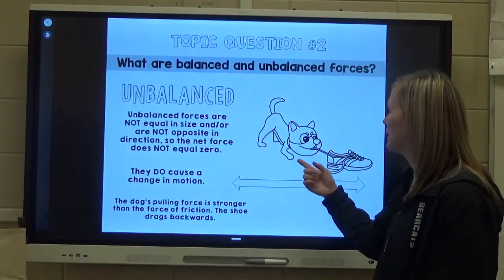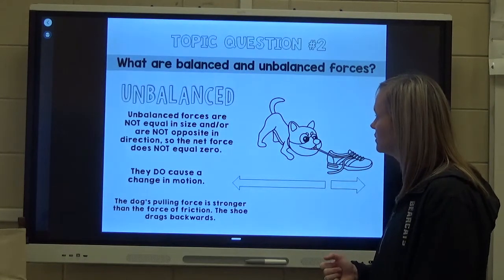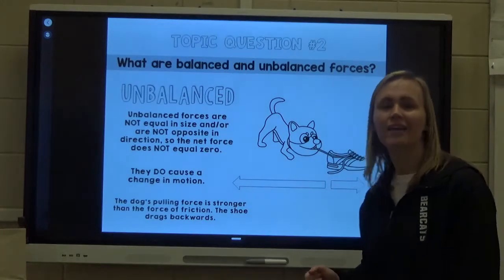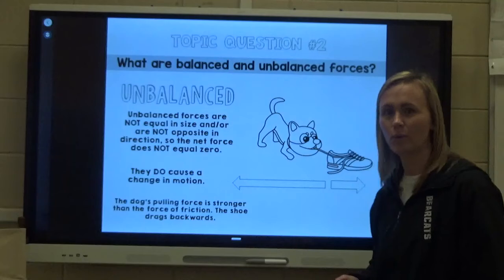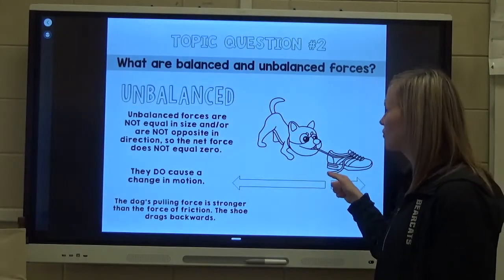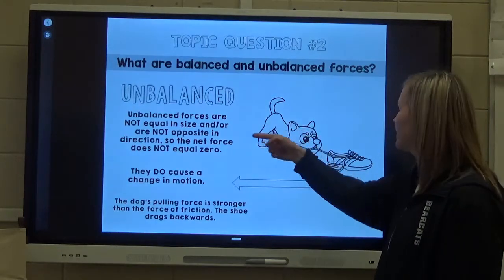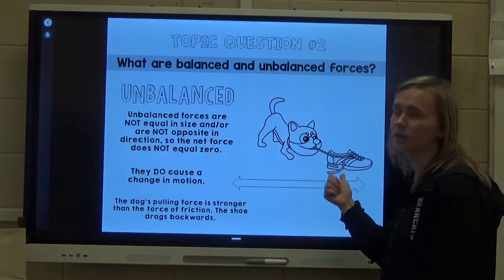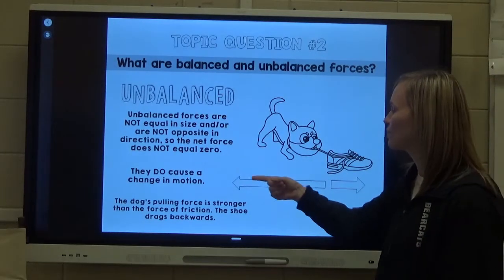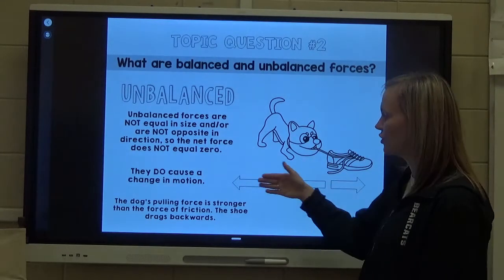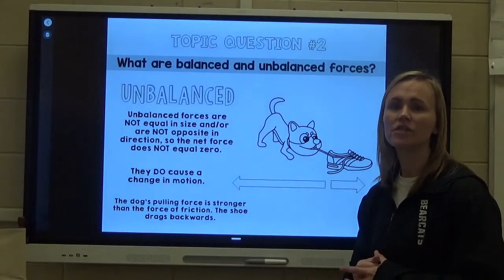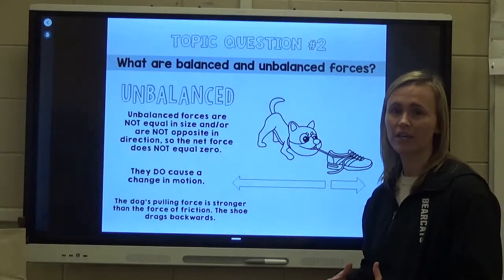So here we see a dog with a shoe. The dog is going to be pulling in this direction. The shoe has a force because it has a weight in this direction. However, the dog has much more force being applied than the shoe, so the shoe will move in the direction of the dog. An unbalanced force does cause change.